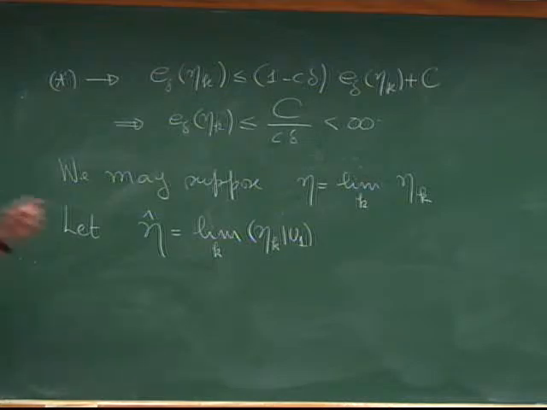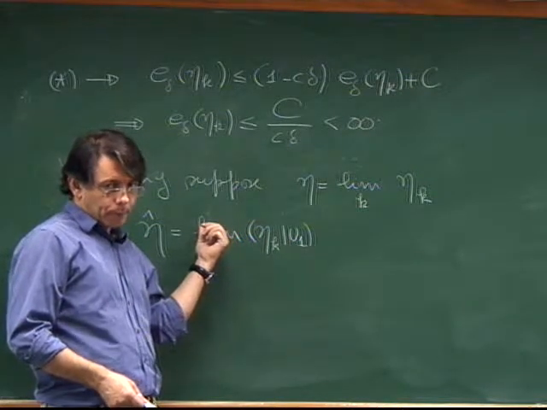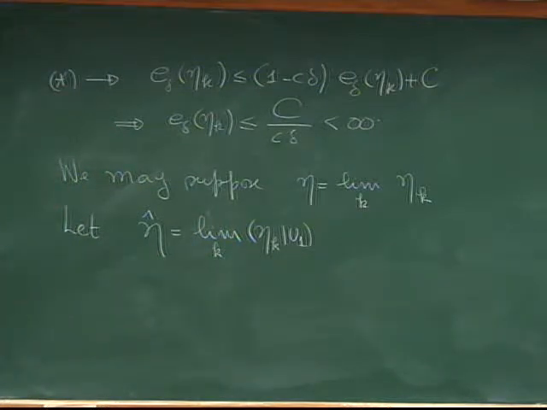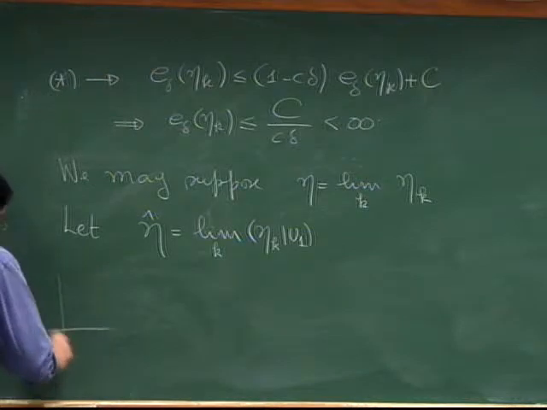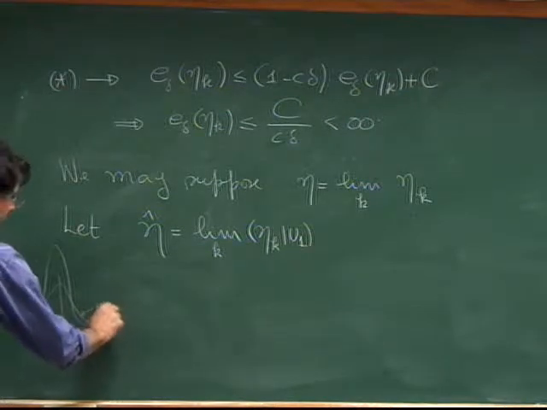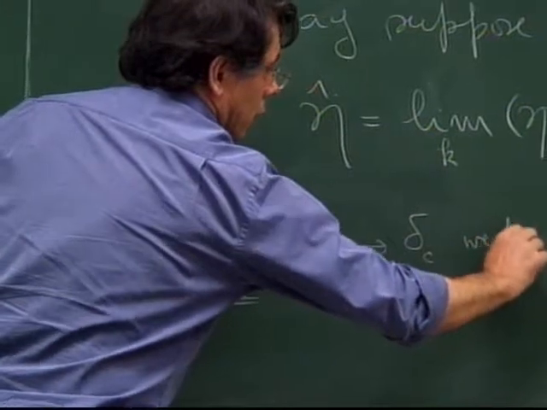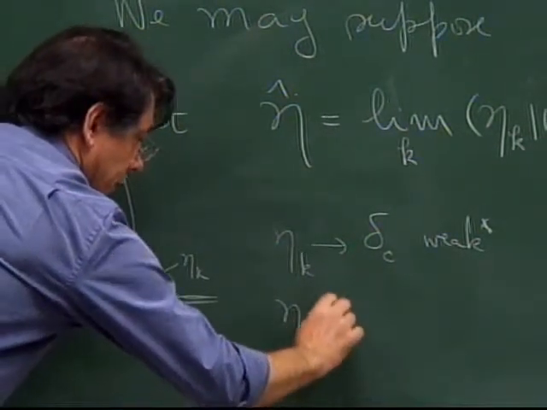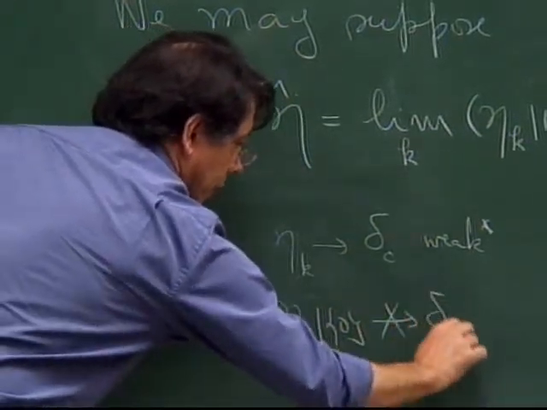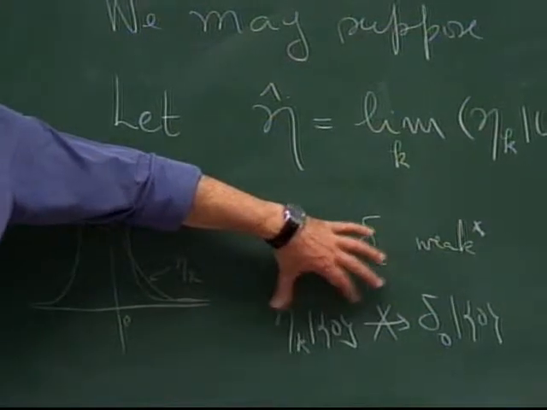Well, morally speaking, if eta k converges to eta, its restriction to U1 should converge to the restriction of eta to U1. But that's not true in general. The weak star topology doesn't imply that. For example, if I have absolutely continuous invariant measures corresponding to densities like this, these are the eta k's, then eta k converges to the Dirac mass at point 0 in weak star topology. But of course, eta k restricted to 0 does not converge to the Dirac mass at 0 restricted to 0. This is the zero measure, and this is a probability.